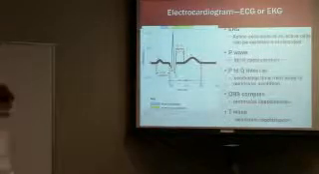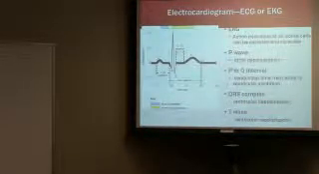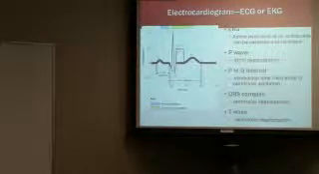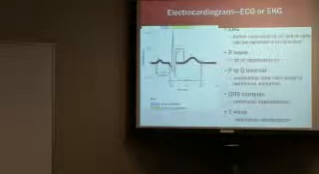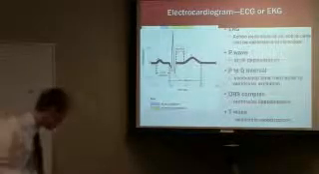Okay. You may want to make a note because we're going to talk about medications which are going to be affecting this. So if you're questioning, well, when does ventricular repolarization occur, you can refer back to this particular chart. Okay, moving on.